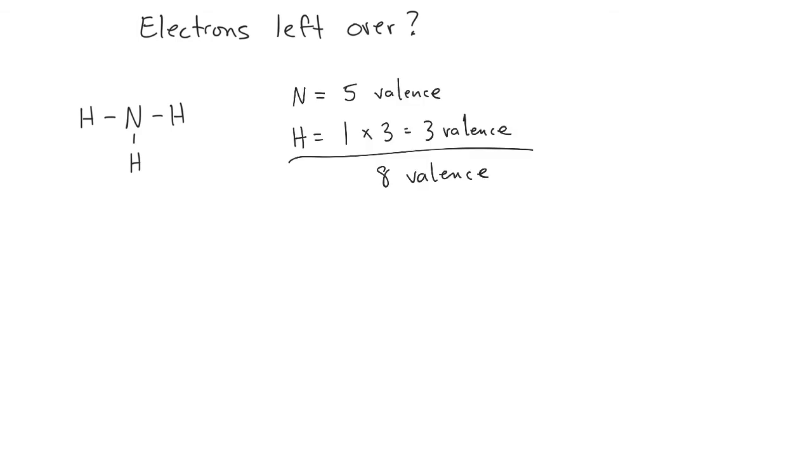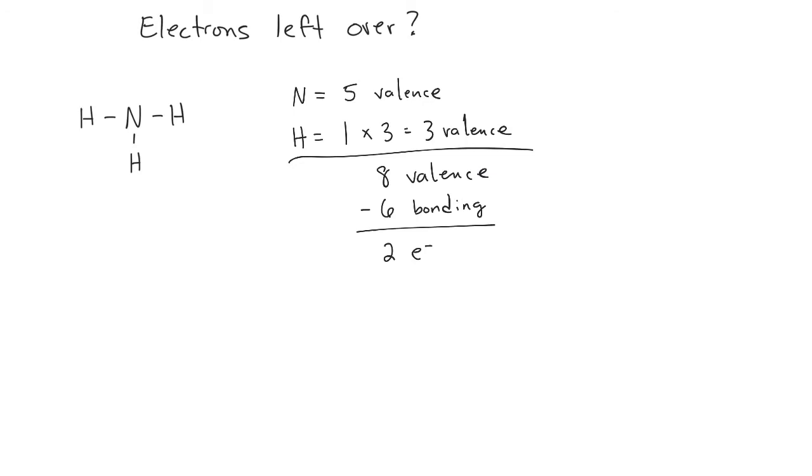For this one, we have nitrogen, which has 5 valence electrons, hydrogen, which has 1 valence electron. There are 3 of those, so that's 3 valence electrons, for a total of 8 valence electrons. There are 3 lines connecting the nitrogen to the hydrogens, so that is a total of 6 electrons used in bonding, and so we will subtract those from the total of 8, and that leaves 2 electrons remaining.